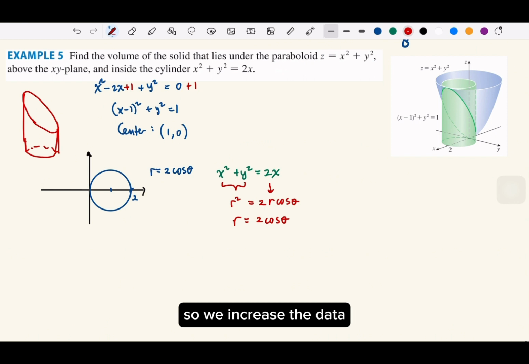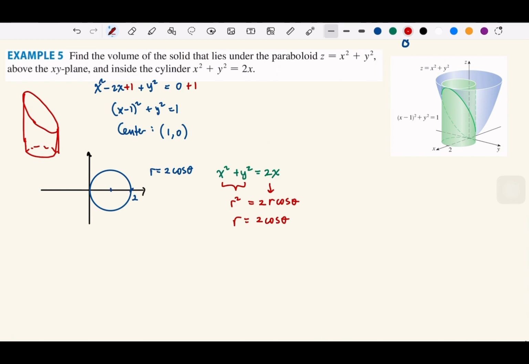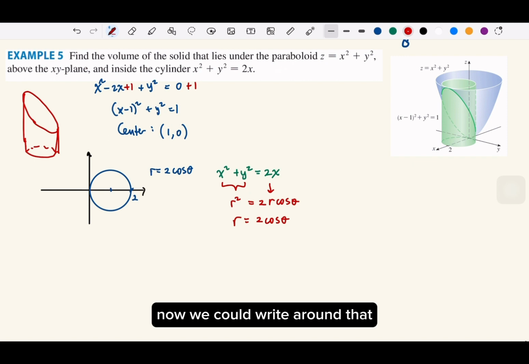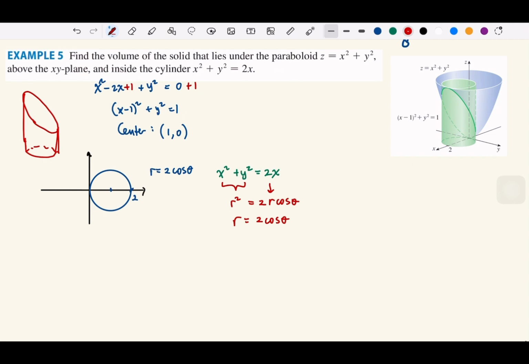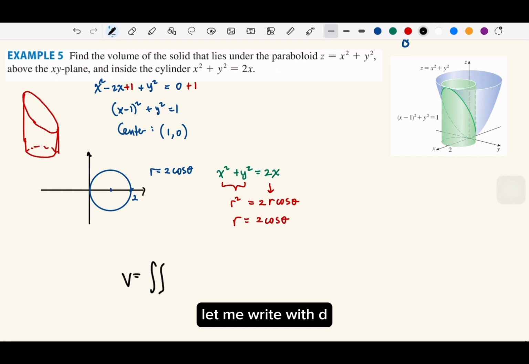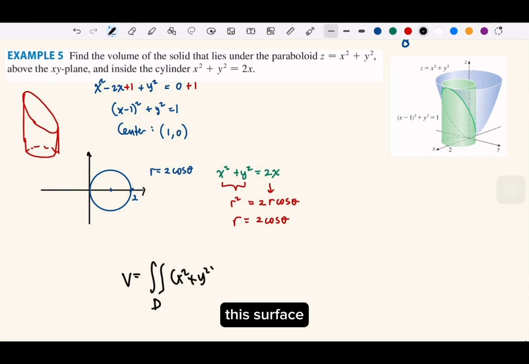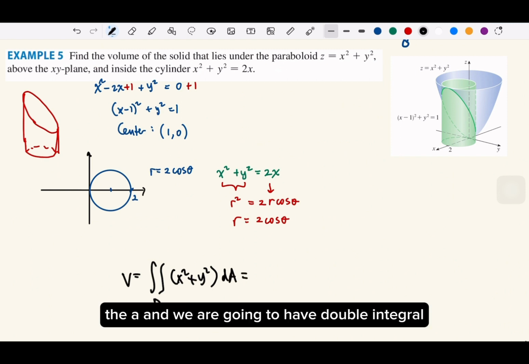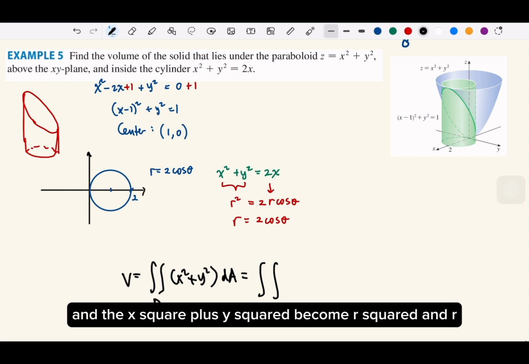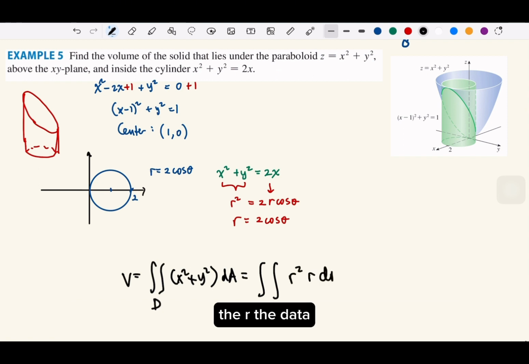So we increase the theta up until here, and I think we just need that, right? And then we multiply by 2 because of the symmetry. Now we could write down that the volume will be, let me write with d, it starts from x squared plus y squared, this surface, dA, and we are going to have a double integral, and the x squared plus y squared becomes r squared, and then r dr d theta.